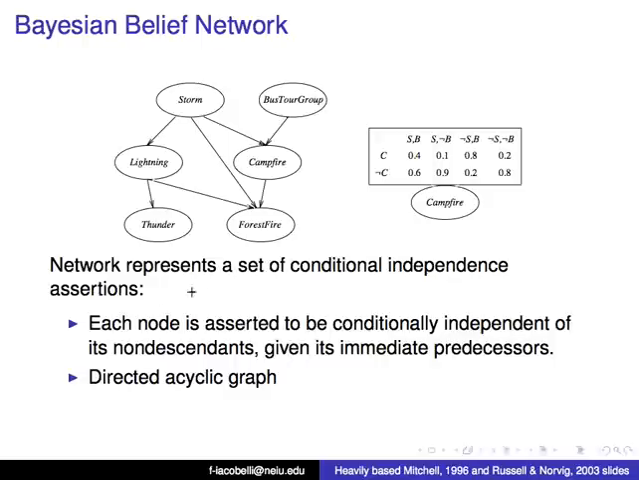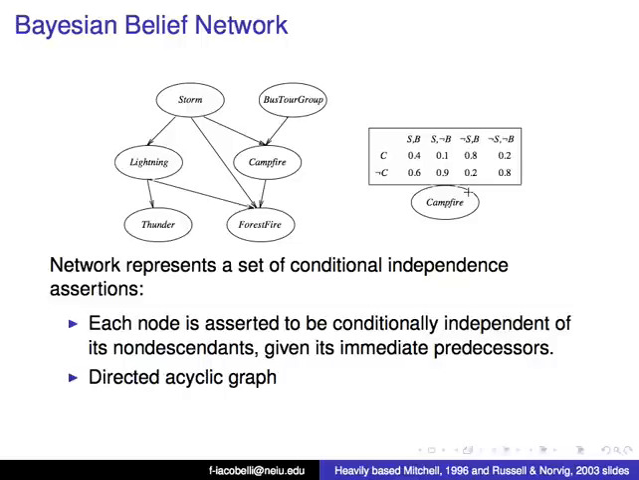All right, so like I said, the network represents a set of conditional independence assertions. Each node is asserted to be conditionally independent of its non-descendants given its immediate predecessors. So, for example, campfire is conditionally independent of its non-descendants, lightning and thunder, given storm and bus tour group. So given the parents, campfire is conditionally independent of these two things. This will become relevant later on. And you can see this: for the values of campfire, we only need to consider storm and bus tour group. That's another way of writing the conditional probability table.